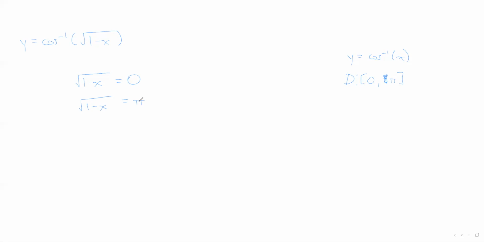Any questions on why I wrote those two smaller equations there? So the top one is going to give us a value of just 1, right? This one's going to come out a little crazier. 1 minus x equals pi squared. Minus x equals pi squared minus 1. x equals 1 minus pi squared. Fine?